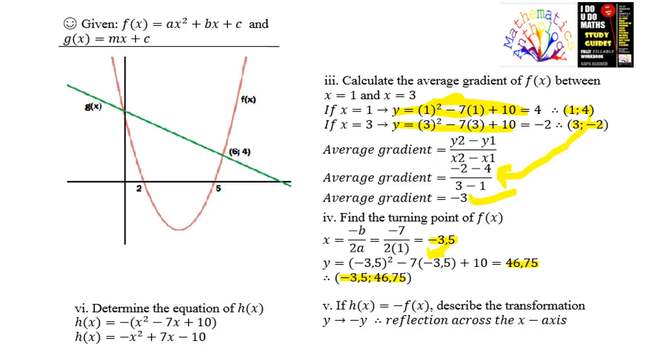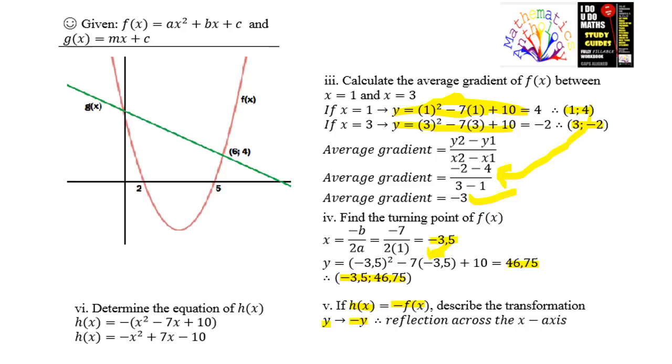The next question, if h of x is equal to negative f of x, describe the transformation. I know that h of x can be written as y, so can f of x. So negative f of x becomes negative y. And I know that if y changes to negative y, that is a reflection across the x-axis.